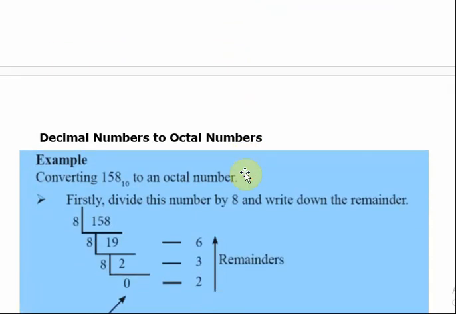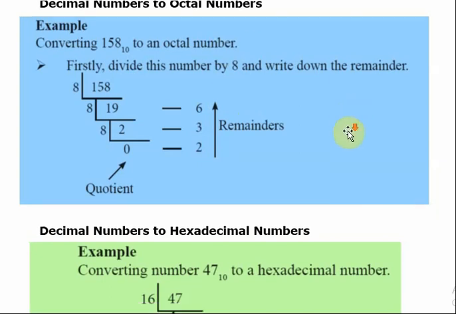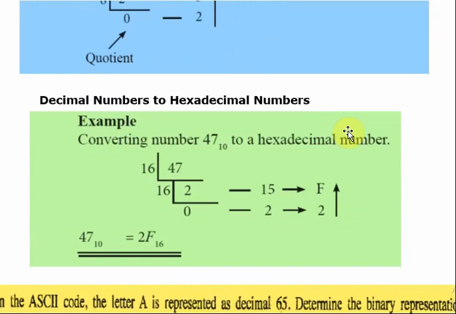If it is decimal to octal, you divide by 8. Very simple. Put the remainder, divide till this point, and write from here to here. It's very simple. Then hexadecimal base is 16, so you divide by 16 and put the remainder. 15 means it is F, we know, right? Then the remainder 2, written from here to here, gives 2F.